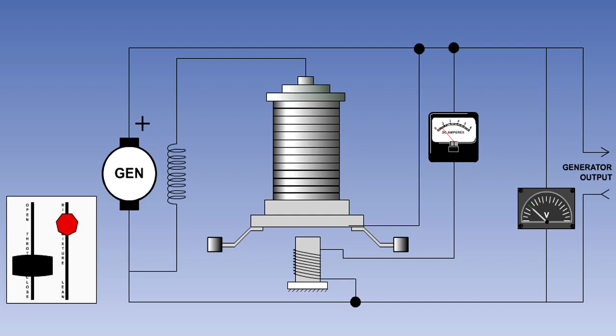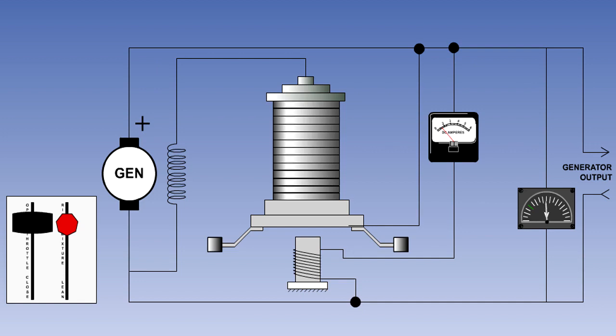Because the control coil has a fixed resistance, and Ohm's law states that voltage equals current multiplied by resistance, the current through the control coil will vary in direct proportion to the generator output voltage. As the current varies, so will the strength of the magnetic field produced by the control coil. The regulator is set up so that at the correct generator output voltage, the spring and the magnetic field of the control coil are balanced.